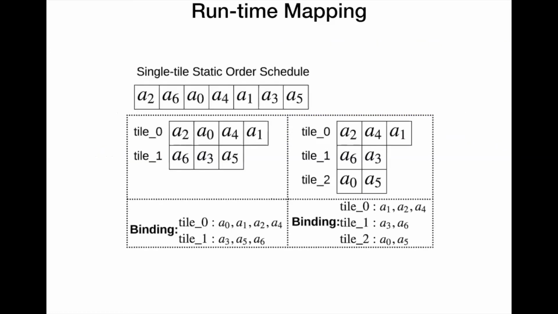And the next slide tries to show how such ordering can be created at runtime. So the single tile static order schedule is shown at the top of this figure, and we show two examples: in the first example we show the availability of two tiles, whereas in the second example toward the right we show the availability of three tiles.